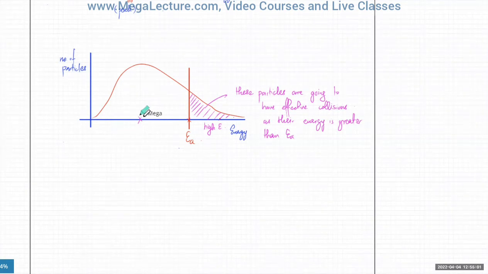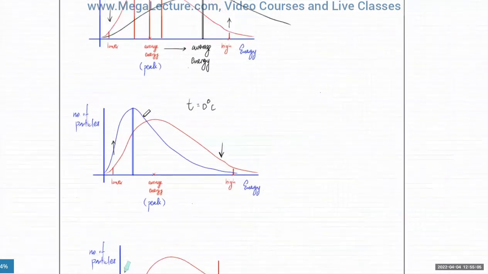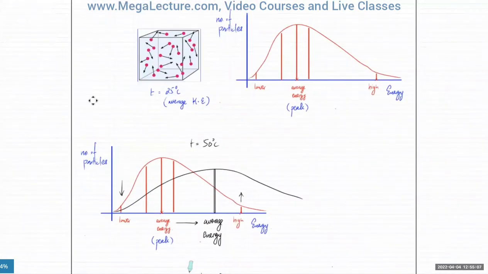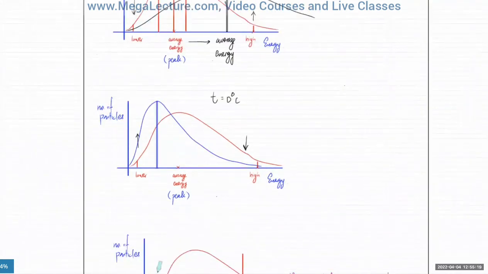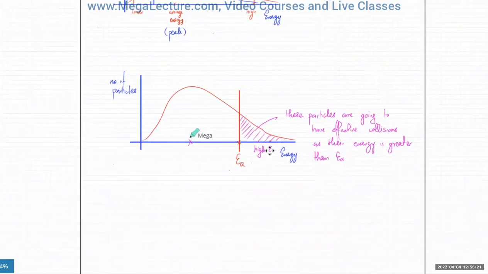Out of all the particles in the container, there would be very few particles that would have energies sufficiently high enough. So not all of them would be reacting with each other. If you have 100 collisions, a few of them would have effective collisions because they would have sufficient energy. So is this clear? Is the concept clear, how to link EA with this Boltzmann distribution? Is this clear?